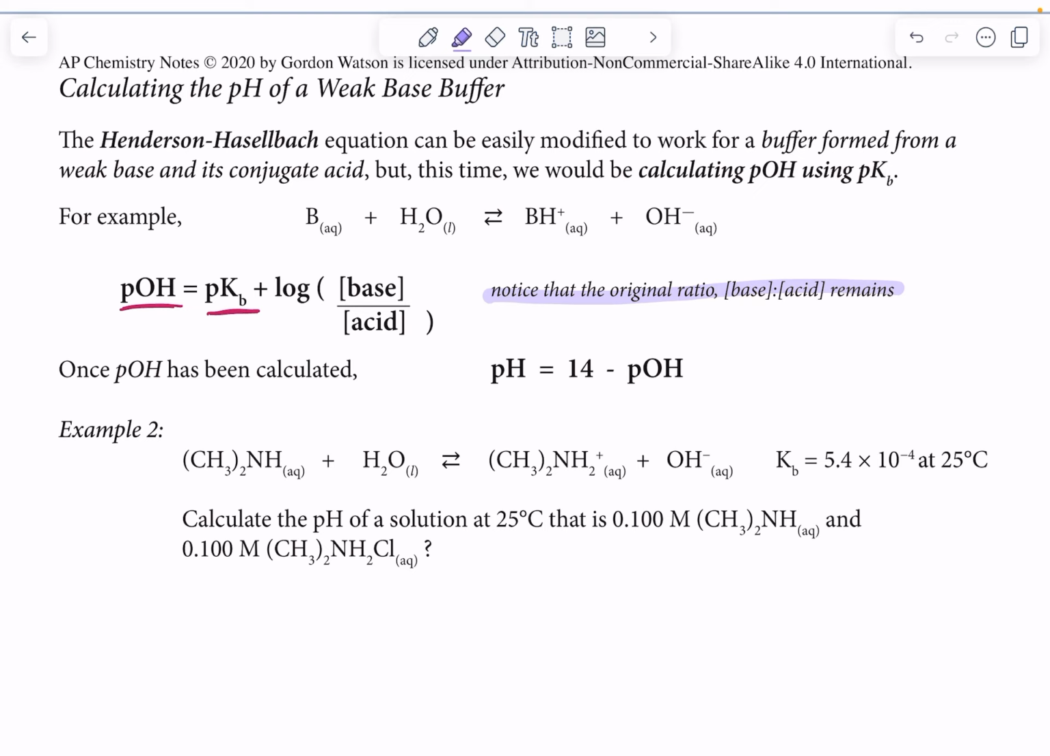So that part doesn't change. And then depending on what the question is asking us for, we can use pH is 14 minus pOH as our conversion to figure out what our pH would be, because typically pOH isn't what we're going to measure.